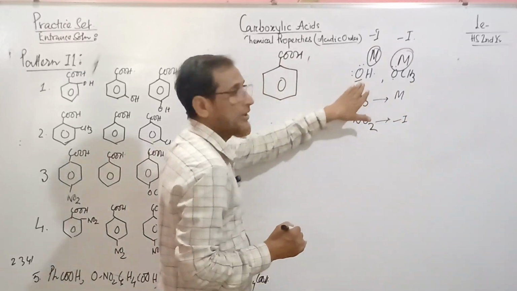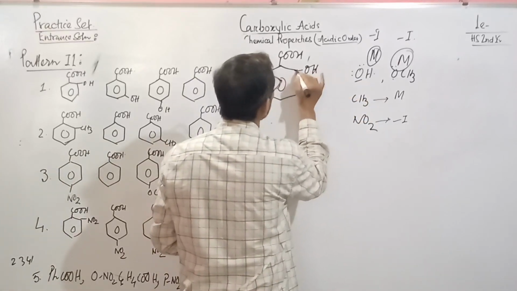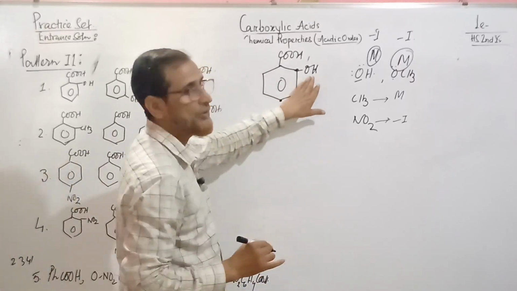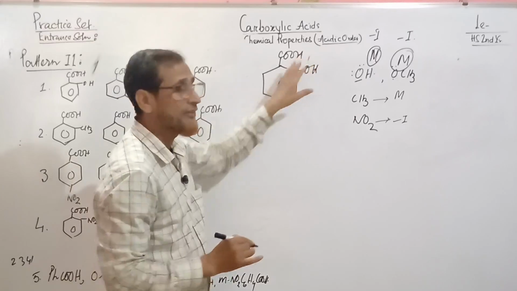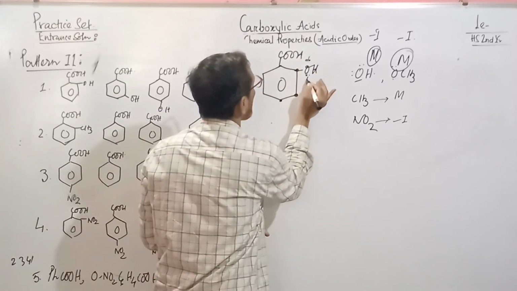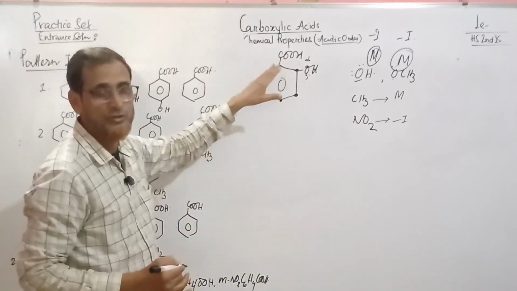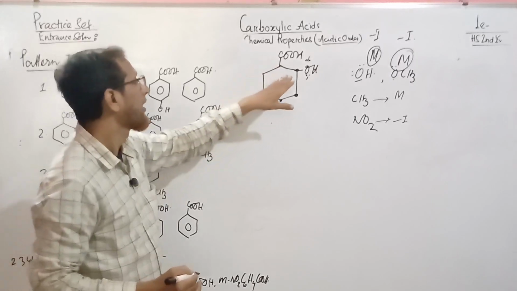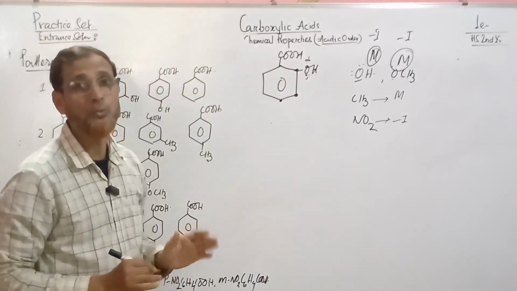Now what happens with OH? If OH is ortho, this is meta and this is para. If OH is in ortho, there is the so-called ortho effect. Means there is mesomeric effect, meaning the lone pair of electrons will participate in the delocalization of electrons inside the benzene ring. So M effect, and also there is minus I effect. Now which one will win?